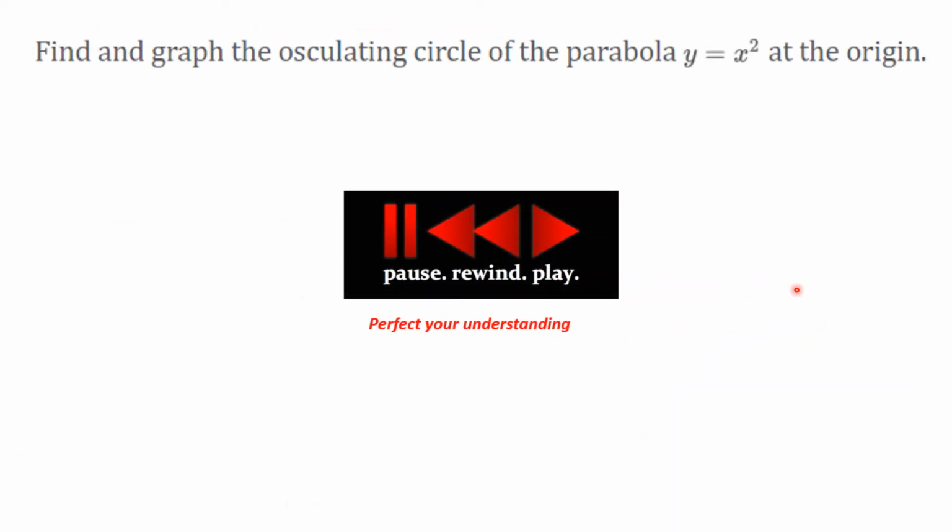Another example using these concepts. Find and graph the oscillating circle of the parabola y equals x squared at the origin. Recall we have studied this before, and beyond that, you know what to do. Let's see how you did.